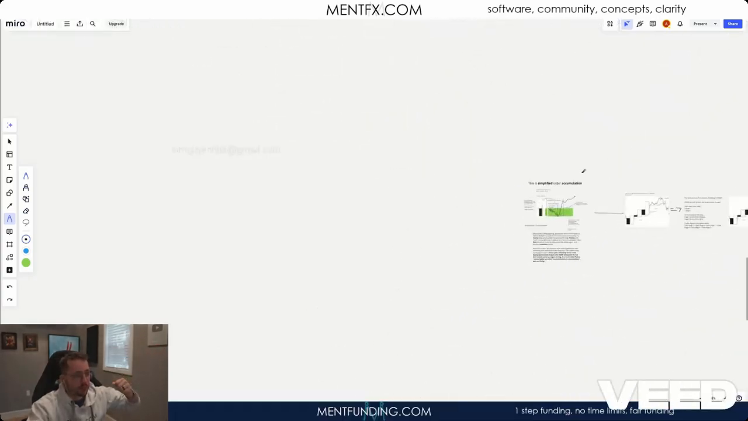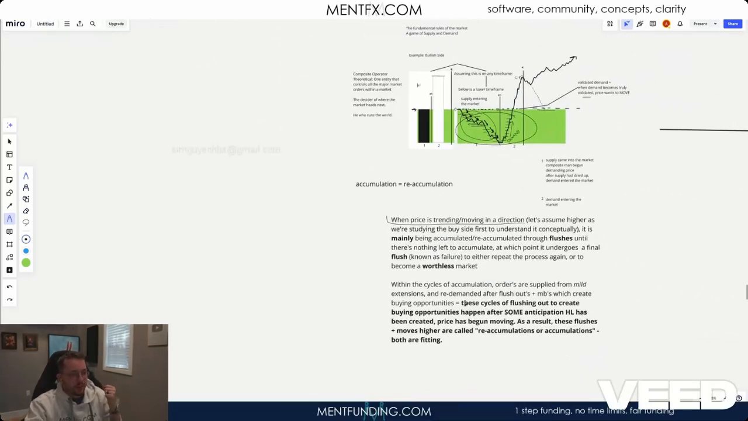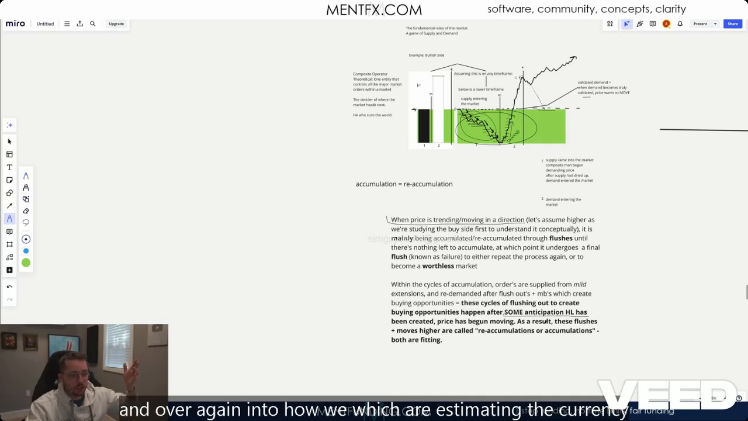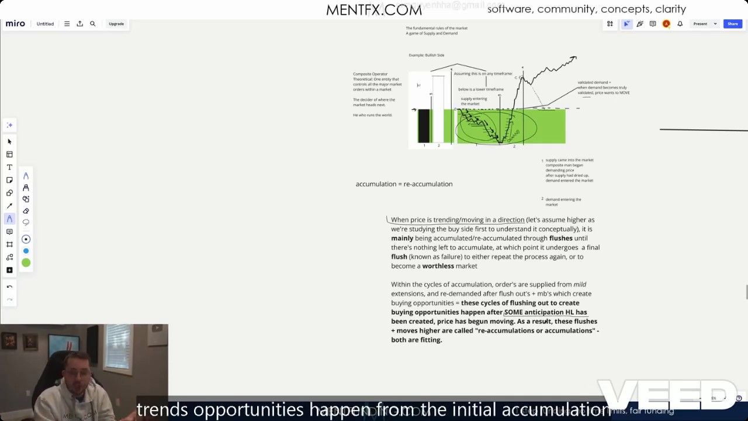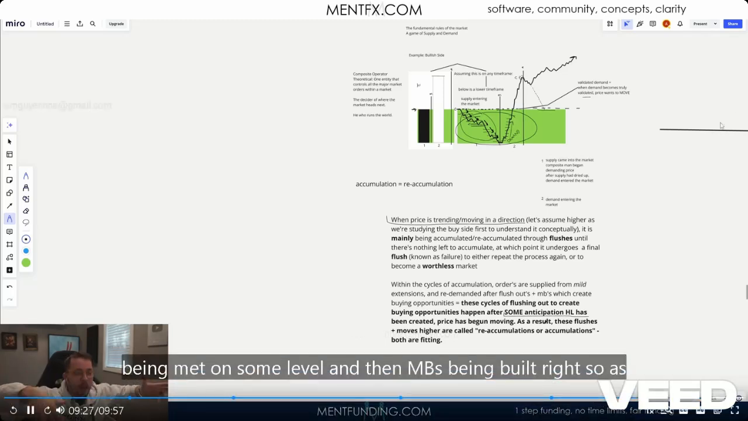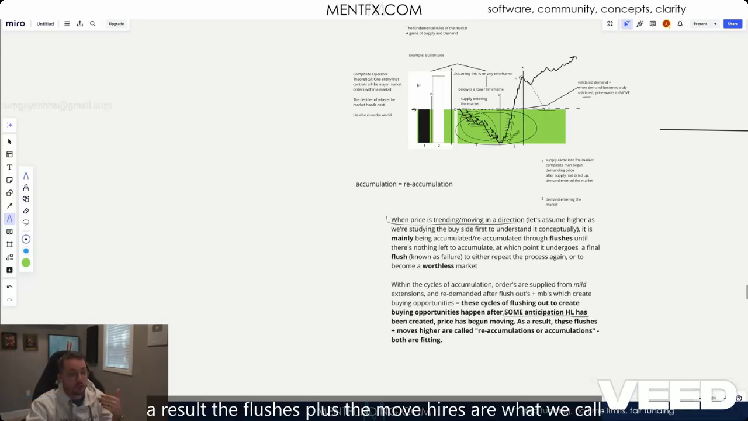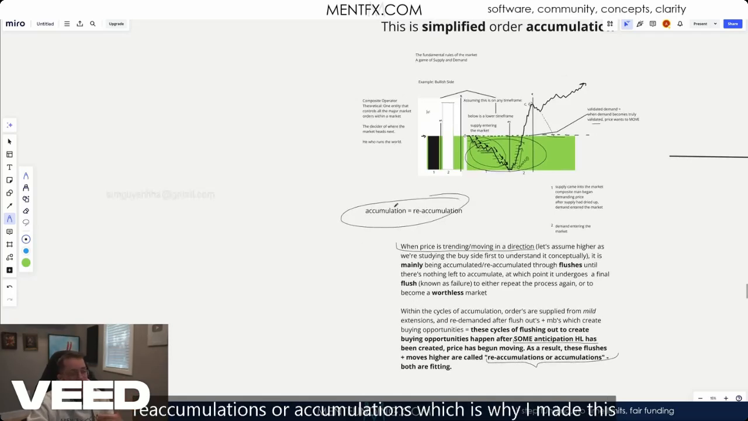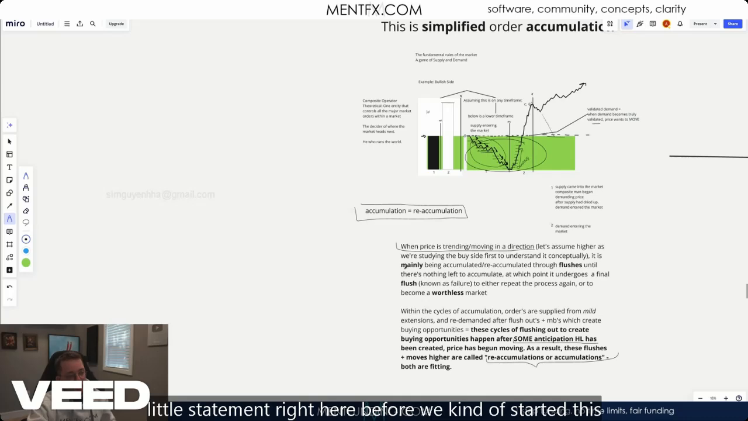Now, let's go back here for one second. These cycles of flushing out to create buying opportunities happen after some anticipation of a higher low has been created, right? So I've shown you this over and over again, at least from the entry start, but very simply, these initial buying opportunities happen from the initial accumulation, which is some version of this anticipation of the higher low being met on some level, and then MBs being built, right? So as a result, the flushes plus the move higher are what we call reaccumulations or accumulations, which is why I made this little statement right here before we started this thing.